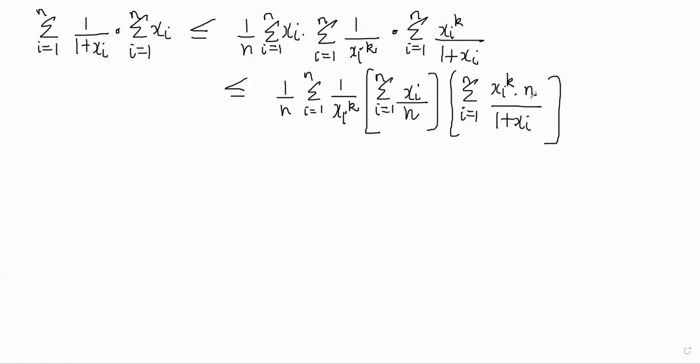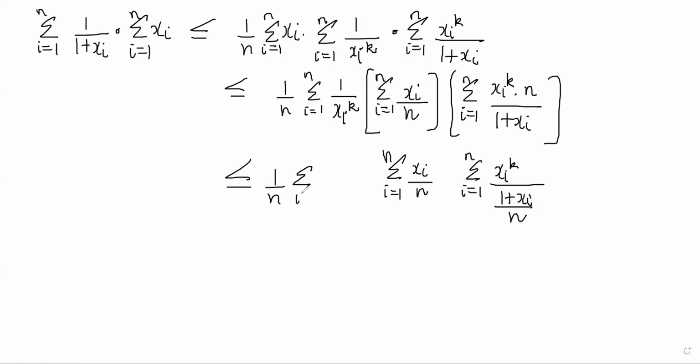That doesn't change anything. So I can rewrite this as summation i goes from 1 to n of xi power k by 1 plus xi by n, right? And here it is summation i goes from 1 to n of xi by n. Okay, correct. And I have here less than or equal to 1 by n summation i goes from 1 to n of 1 by xi power k. Okay.